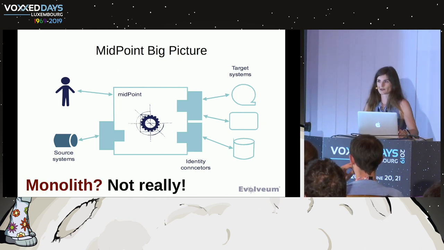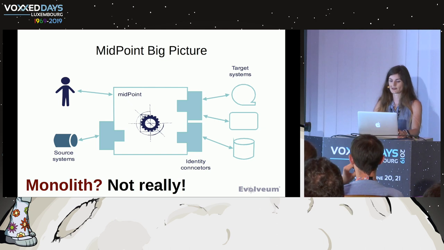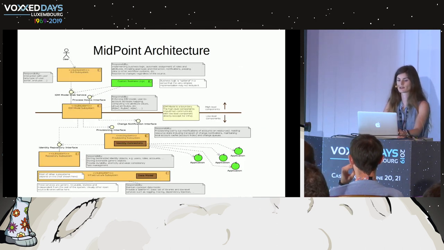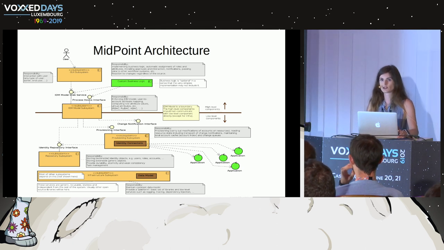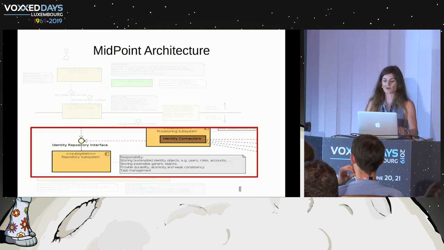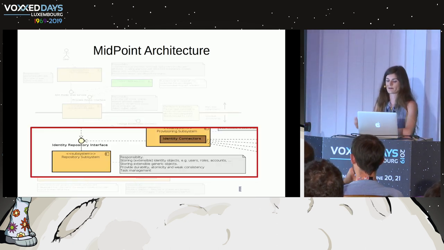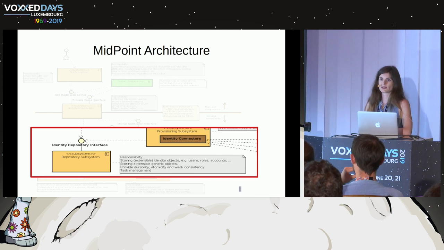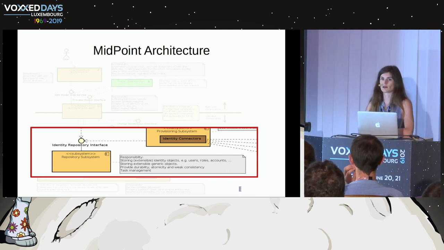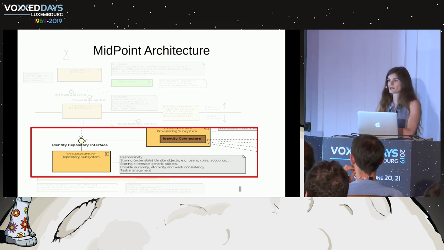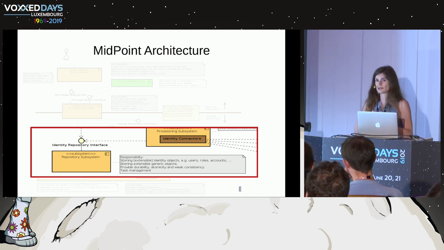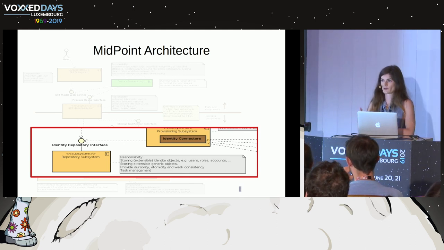And yes, MidPoint is a monolith. There are no microservices and nothing like this. But MidPoint architecture consists of several subsystems. Each subsystem has its own responsibility. So, for example, there is a repository subsystem. The main responsibility of the repository subsystem is to store everything around the identity objects. So, to store users, roles, organizations, assignments, policies, and everything MidPoint needs to behave correctly.